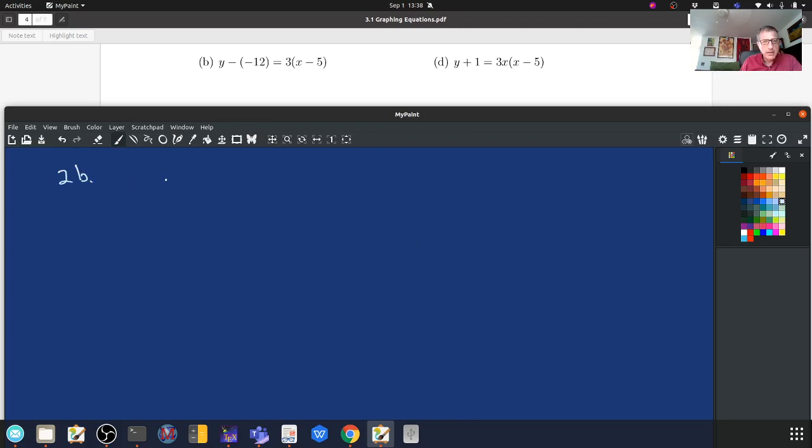To B. So y minus 12 is equal to 3 times x minus 5. So the first thing we're going to do is simplify. So y minus a minus 12 is the same as y plus 12. And on the right hand side we have to use distribution. So 3 times x is 3x. 3 times minus 5 is minus 15. So I'm going to move my 12 to this side over here.